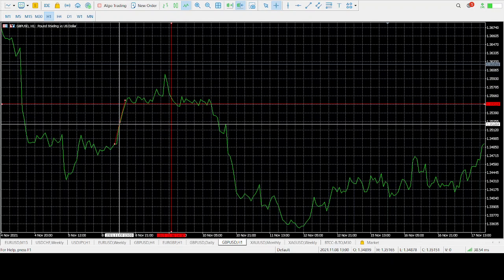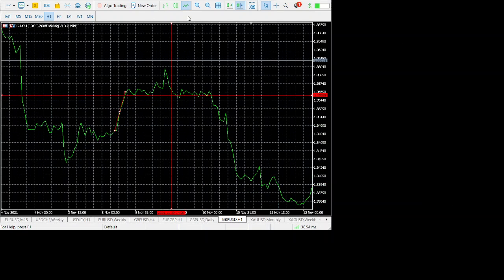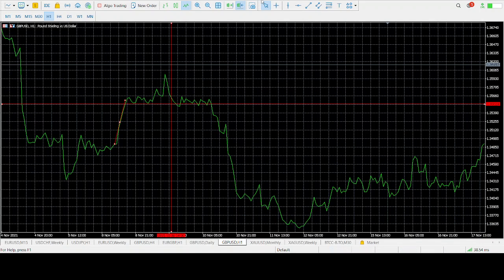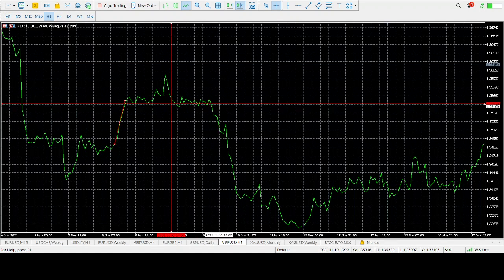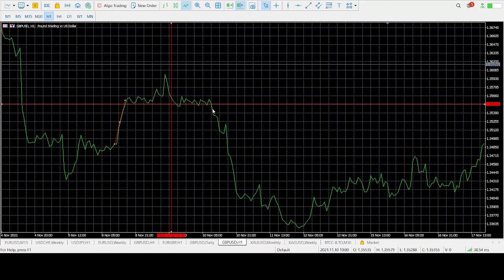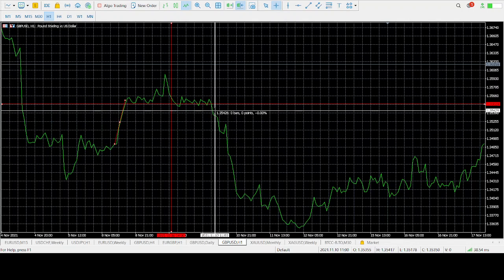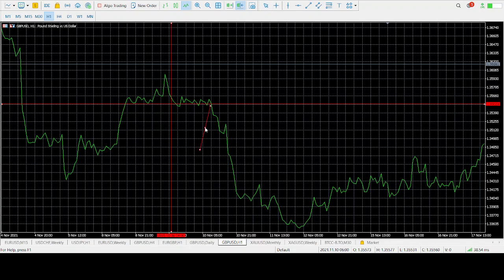So how would we trade it? We would wait for it to play out. We would enter into sell position around here. We would put stop loss there, and the profit target would be this distance. So the profit target would be around here, and it plays out well.